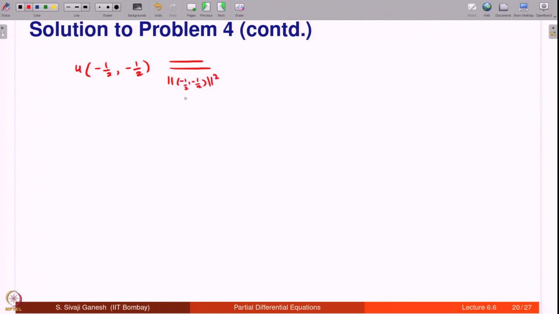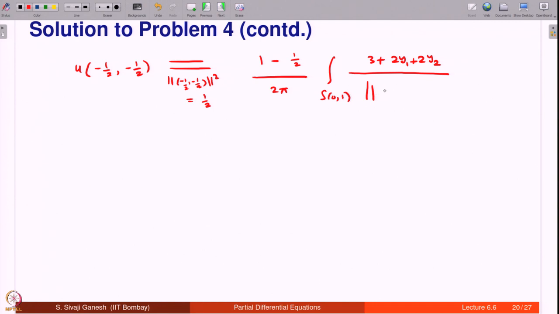We need norm square actually, so that is equal to half. So, what we get is 1 minus 1 by 2 divided by 2 pi into integral s of 0 1, 3 plus 2 y 1 plus 2 y 2 divided by norm of (minus half comma minus half) minus (y 1 comma y 2) square d omega of y.